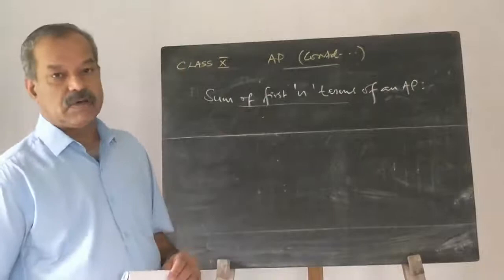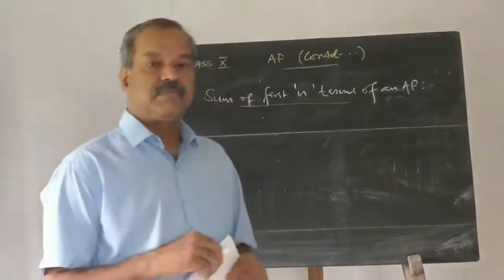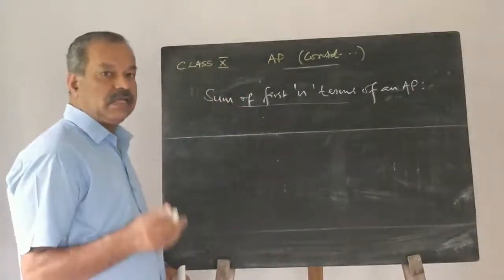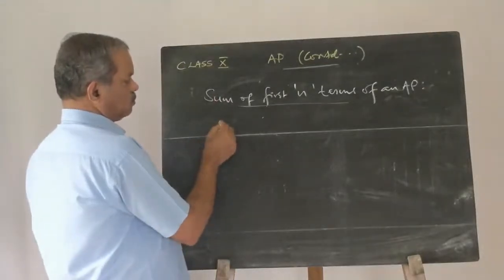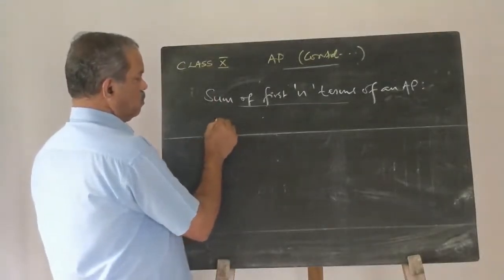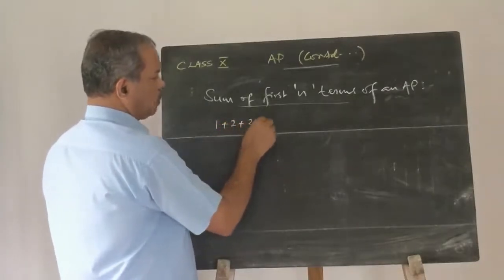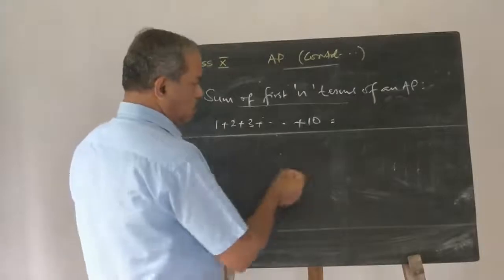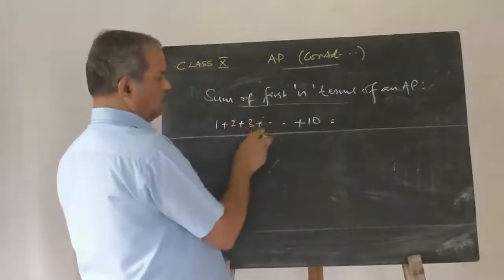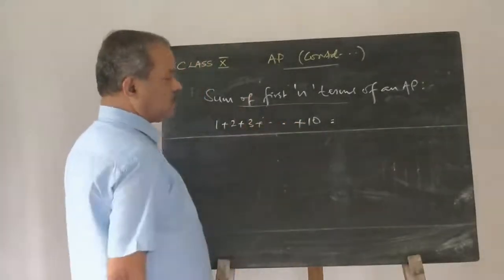How can you find the sum of first 10 natural numbers? The easiest way is this. First 10 natural numbers: 1 plus 2 plus 3 plus etc. plus 10 is equal to. We make a special arrangement to find the sum.